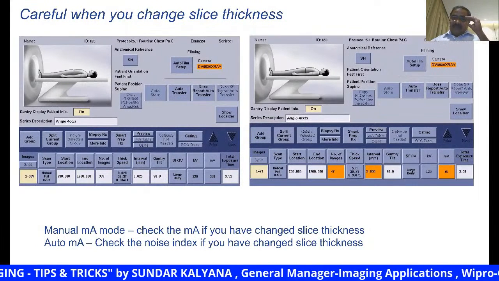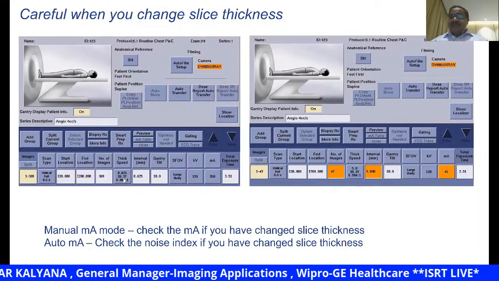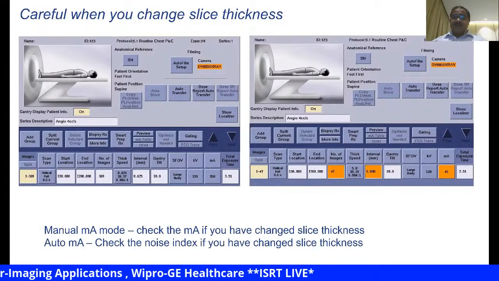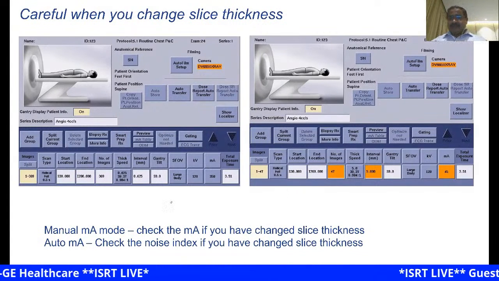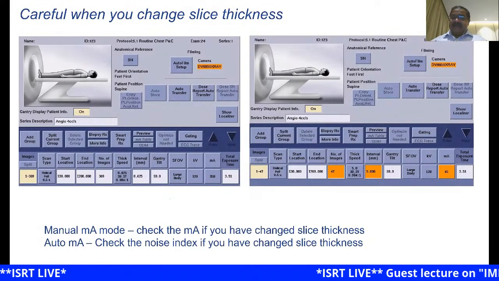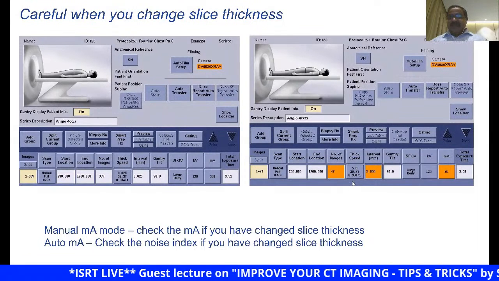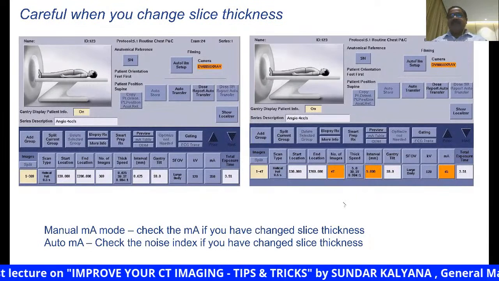And one more interesting thing: whether you scan with thin slice or thick slice, your dose doesn't change for a given mAs. So there is no point in changing to a thick slice for an angiography scan and claiming that you can reduce the dose. No, it's not right.